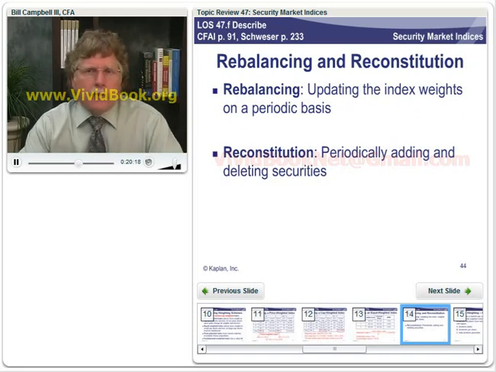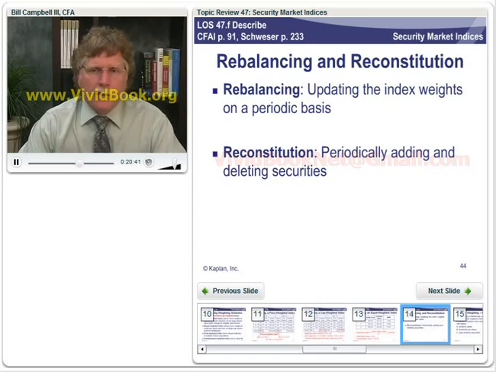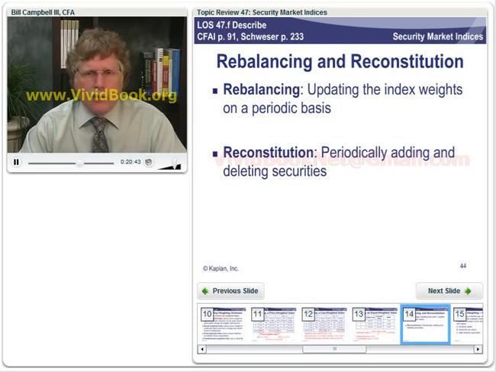A couple of other terms you need to understand with respect to indices: rebalancing and reconstitution. Rebalancing is simply changing the index weights periodically. So, for example, if you wanted to have a custom index that was, say, 70% stocks and 30% bonds, if the stocks start outperforming and their price goes up, you would have to remove some of the stocks and add some bonds to rebalance it back to the initial weightings.